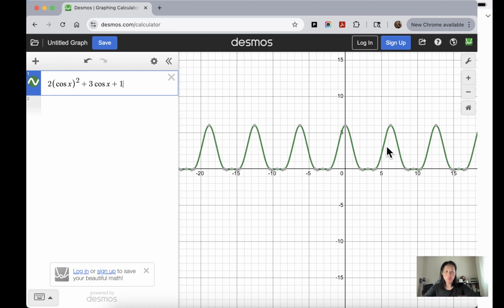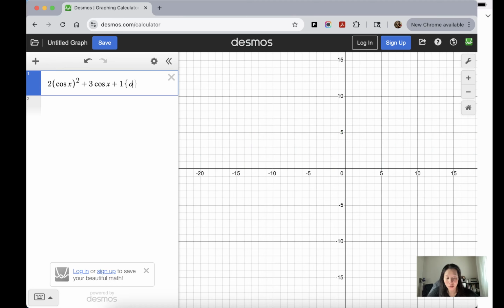Okay, and remember that we just wanted the domain from 0 to 2 pi, so that means I want to restrict x from 0 to 2 pi.